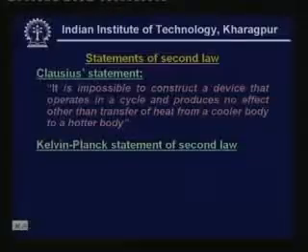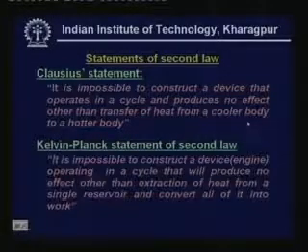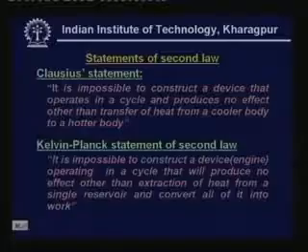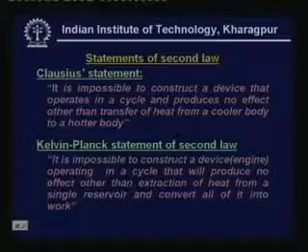Let us look at the other statement, known as the Kelvin-Planck statement of the second law. This says that it is impossible to construct a device, basically an engine operating in a cycle, that will produce no effect other than extraction of heat from a single reservoir and conversion of all of it into work. Basically, what it means is you cannot have a heat engine operating in a cyclic manner which has an efficiency of 100%.